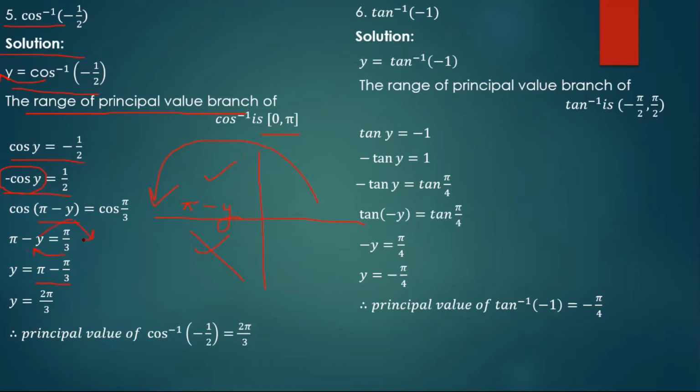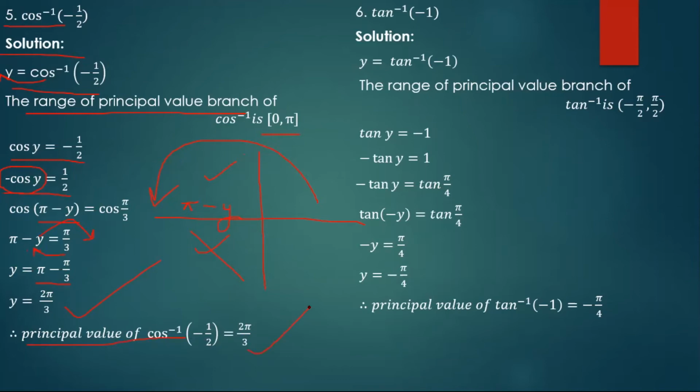When y goes to the other side, negative y becomes positive y. So y equals pi minus pi by 3. When we cross multiply, what do we get? 3 pi minus pi. What is 3 pi minus pi? 2 pi. So 2 pi by 3. So y equals 2 pi by 3. Therefore, the principal value of cos inverse negative half is 2 pi by 3.